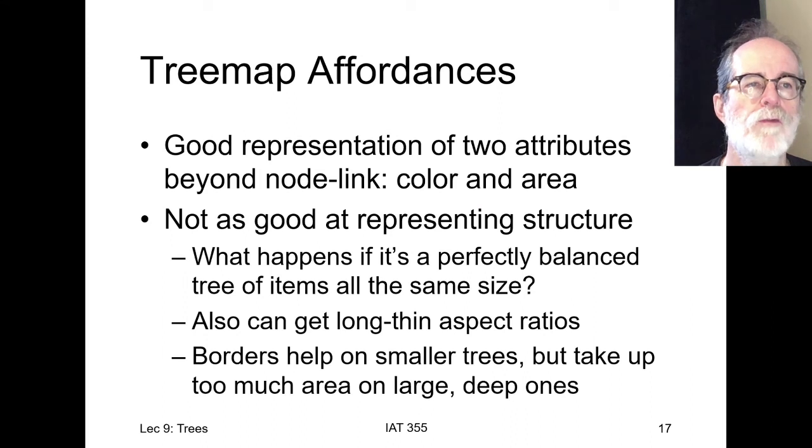So what tree maps are good for is they're a good representation of two attributes beyond a node link: color, because you get big color swatches typically, but not necessarily always, and area. And now area is the thing that TreeMap is intended to do, so it's really good at representing that. However, it's not so good at representing structure. And the preceding example is an example of getting away with representing structure.